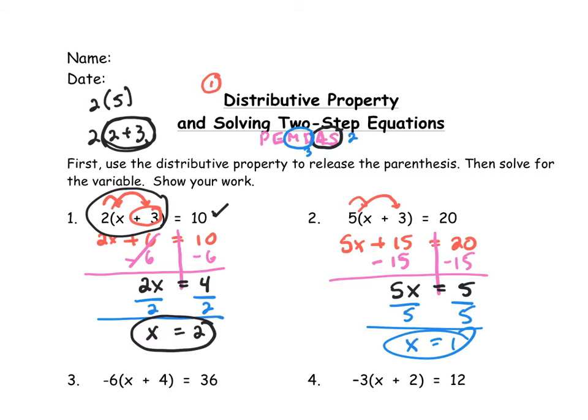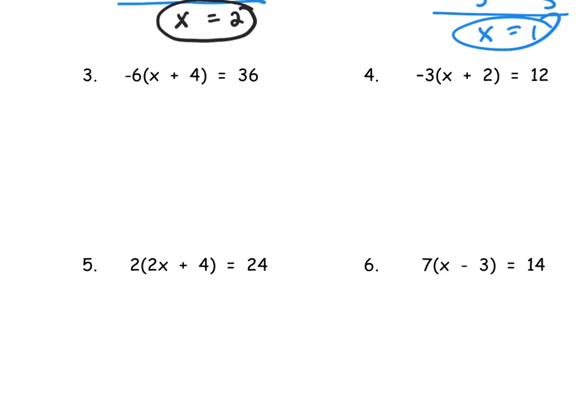So let's go on to equation number 3. Equation number 3 has a negative coefficient, a negative number out in front. And so when I use the distributive property, I have to be really very conscious of this. So I'm going to start by taking negative 6 times x. Then I'm going to go back and take negative 6 times positive 4. So negative 6 times x would be negative 6x.